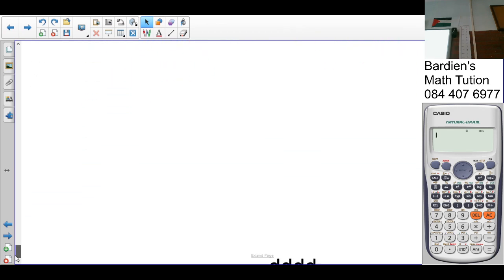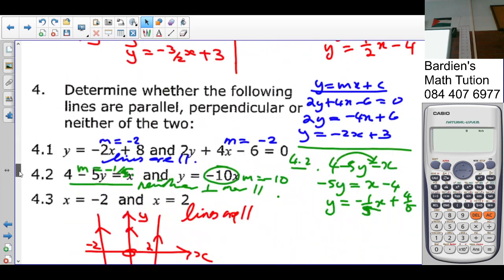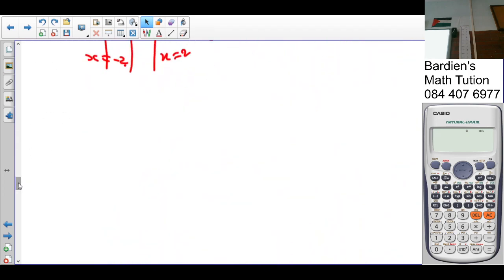Is that the last of it? Yeah. Okay. So people, for homework, the next 4 worksheets, okay? This is in preparation for your exam as well.